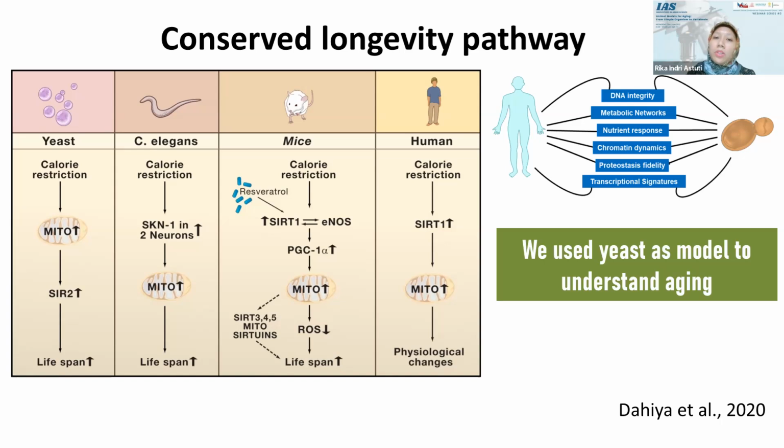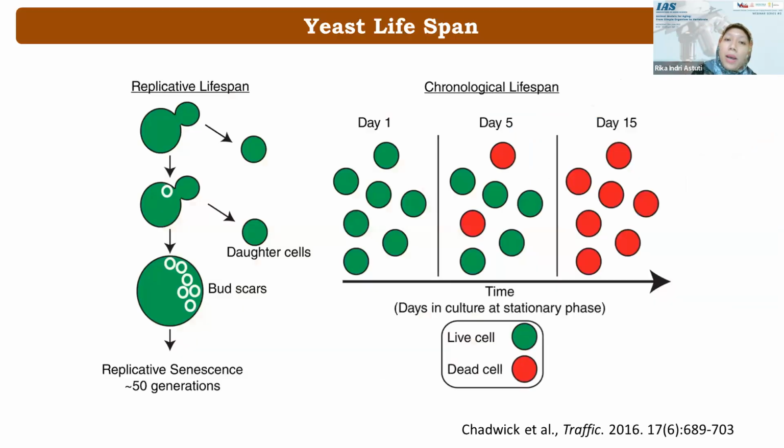in a higher integrative system. Not only the longevity pathway, these also have a quite homologous, conserved pathway in terms of other physiological or molecular phenomena, as you can see here. So we use yeast as a model to understand aging, especially its signal transduction pathway. This is one of the key assays that we use when we would like to study aging in yeast.